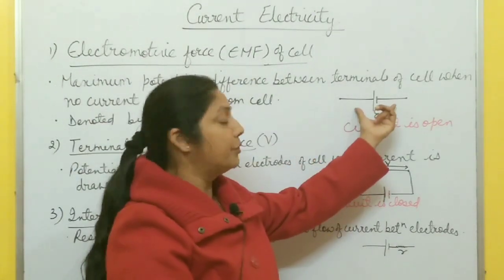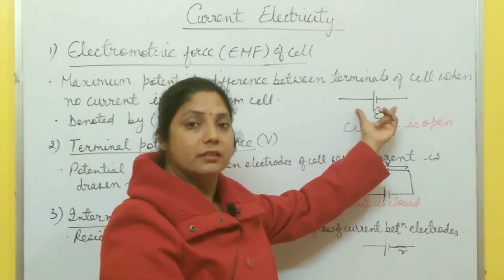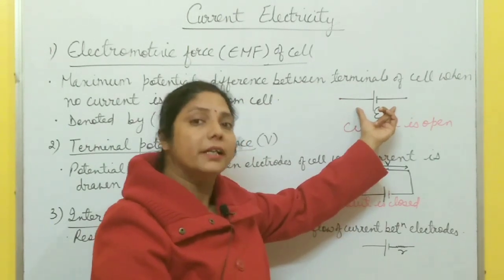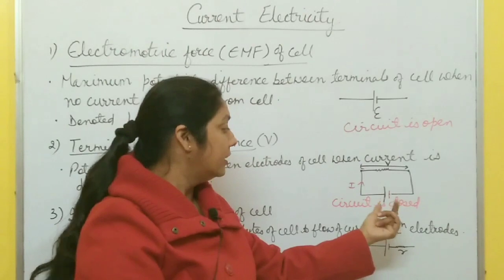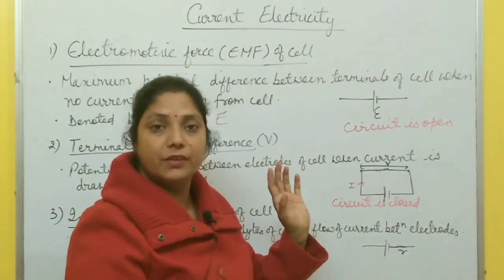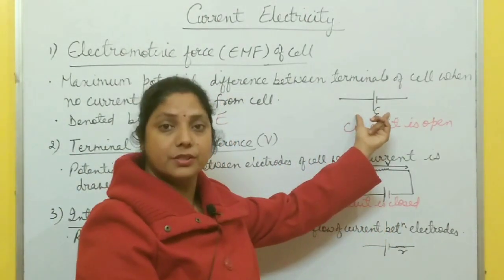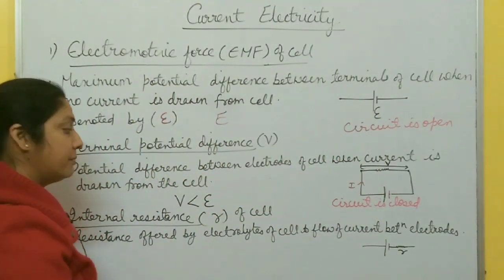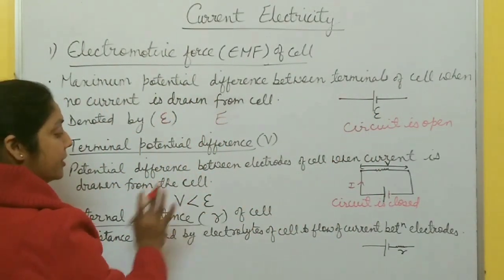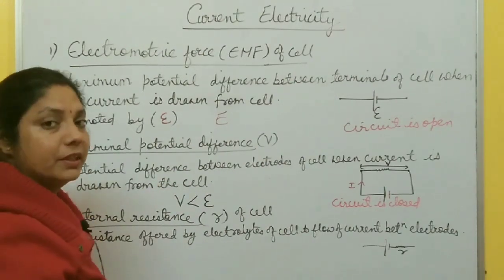And this V is always less than E. E is the potential difference when the circuit is open, no current is drawn. When current is drawn or flows in this circuit, then the potential difference is V. So this V is always less than E. You must remember this one. Terminal potential difference is always less than EMF of the cell.